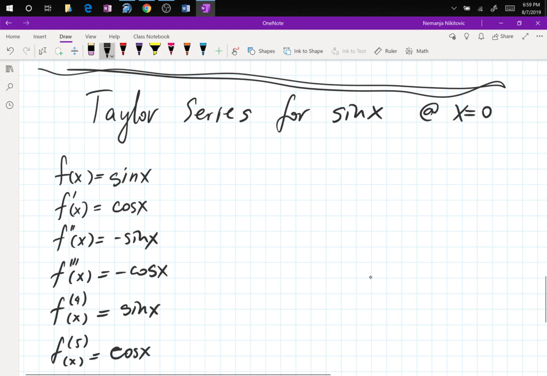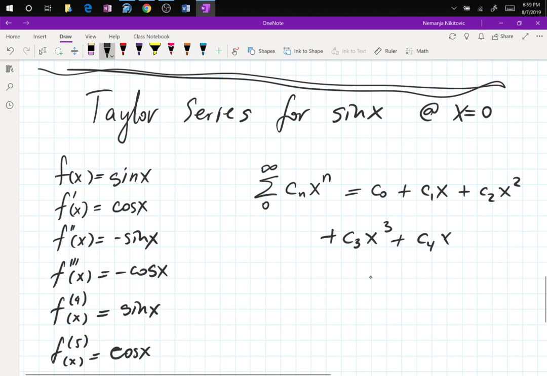We know that our power series, the sum of Cn x to the n, starting at 0 and going to infinity, is going to be C0 plus C1x plus C2x squared plus C3x cubed plus C4x to the 4 plus C5x to the 5. I took 5 derivatives.